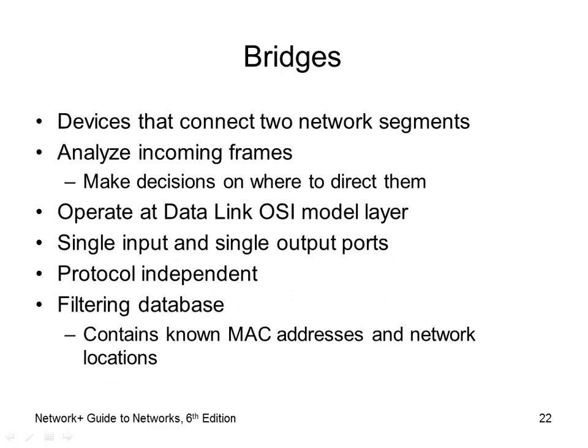So a bridge is a device that connects two network segments. A bridge analyzes the frames and determines where to direct them. It operates at the data link layer of the OSI. So if I say data link layer, what number layer is that? Layer 2, right. A switch or a bridge is a layer 2 device. A bridge has a single input and output port. It's protocol independent, and it creates a filtering database, and that's a MAC table. We're going to learn more about MAC tables later.